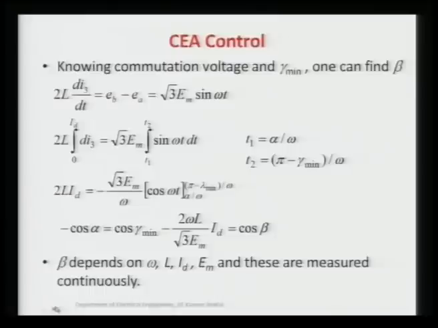In the CEA control, as I said, we have to maintain the gamma minimum angle so that commutation failure can be avoided, especially in the inverter, because commutation failure is only possible in the inverter. In the rectifier, the valve voltage is negative most of the time, so the commutation failure may not occur.